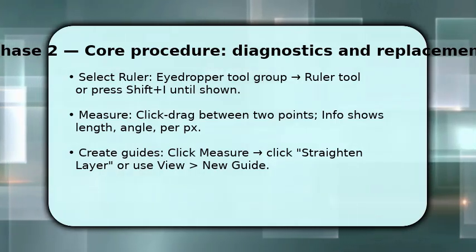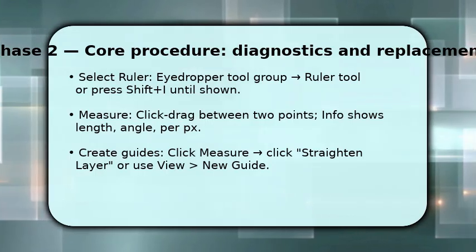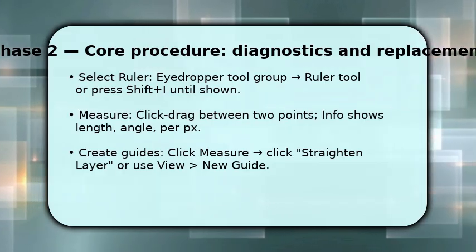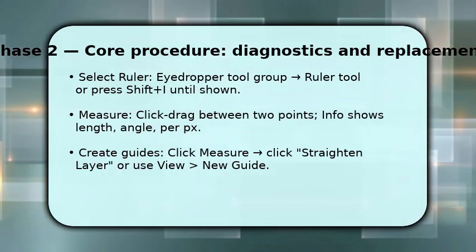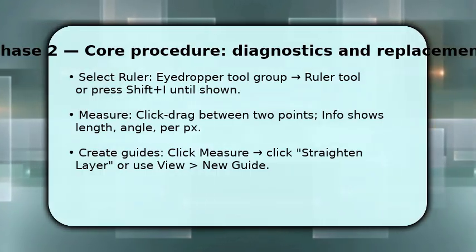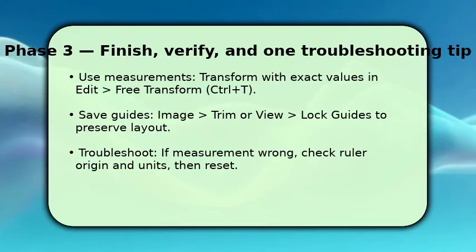This tells you how many px, degrees, or inches separate them. If you need alignment, use the measurement to create guides. Note the angle and choose View New Guide, or use the Straighten Layer option to rotate and lock orientation for exact placement. You finish by applying those measurements.